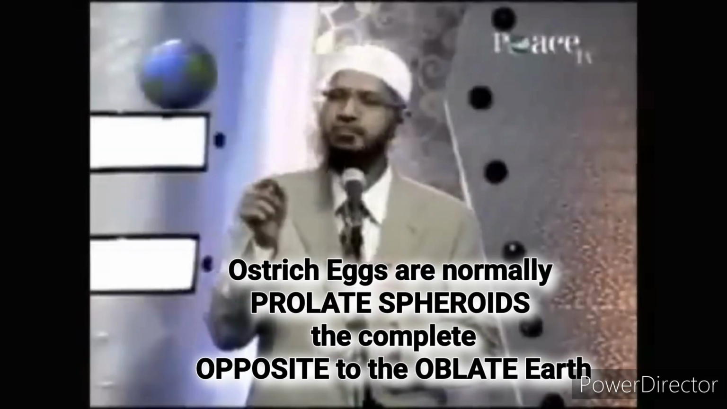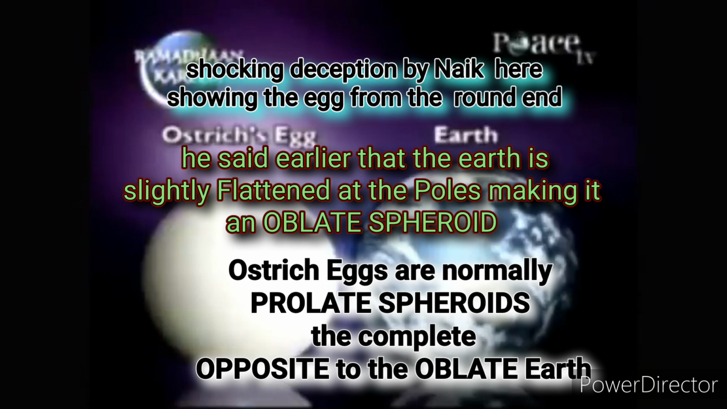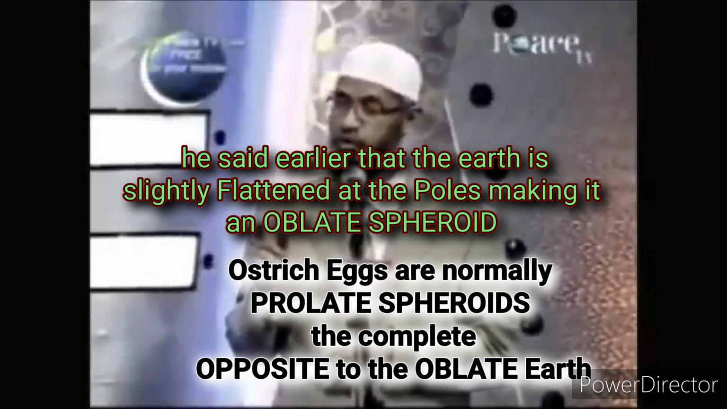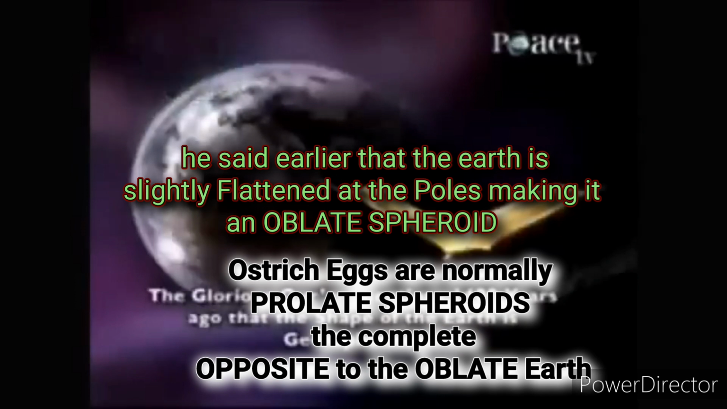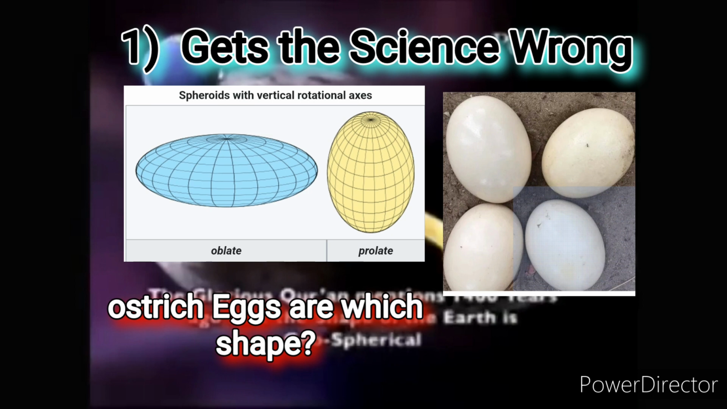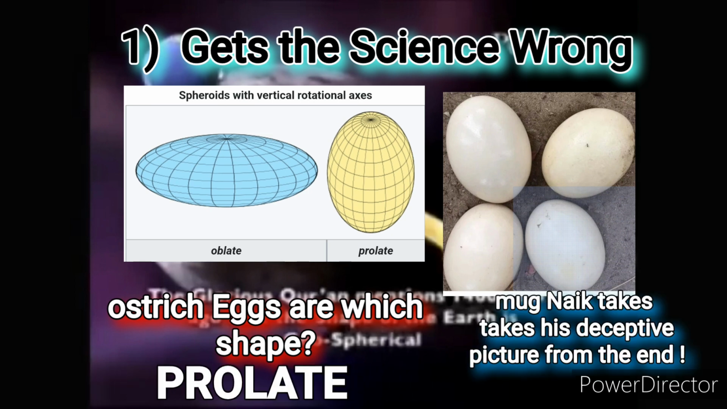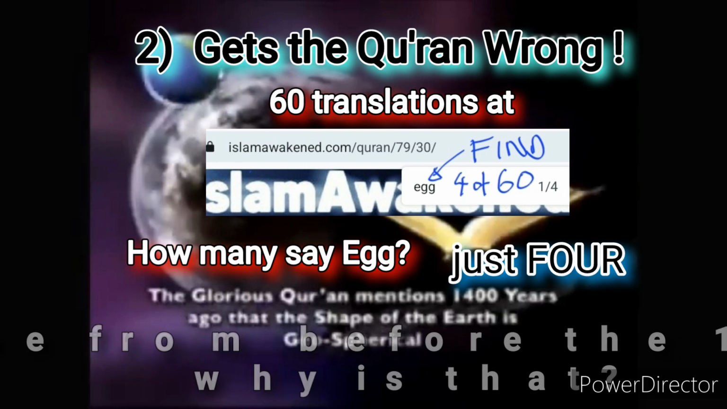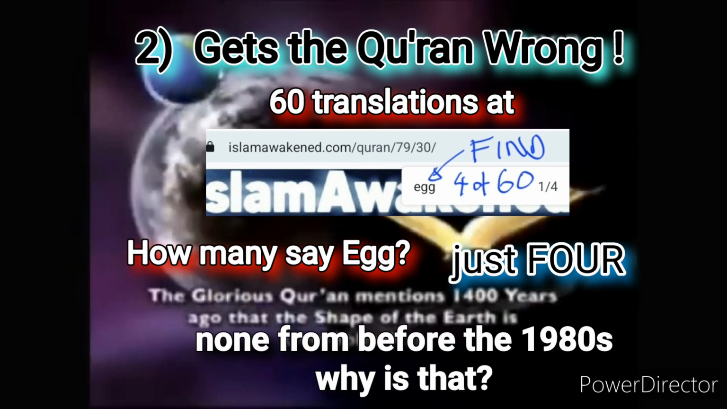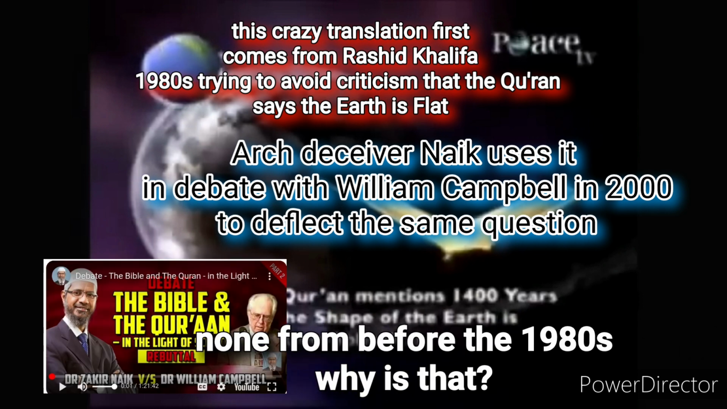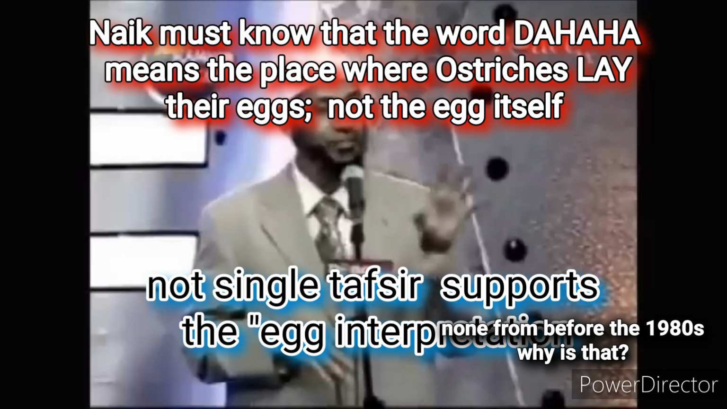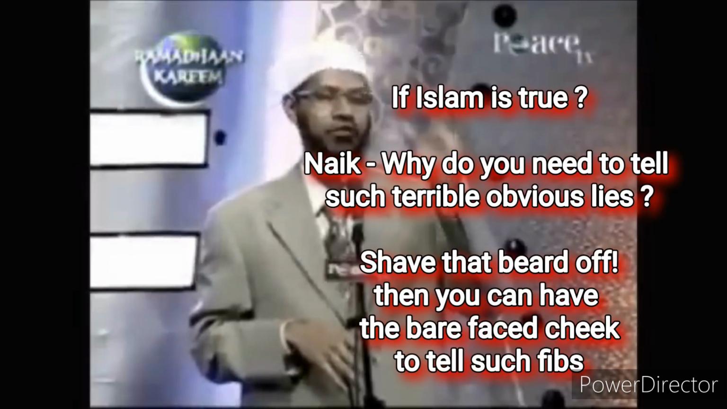And the Arabic word duya doesn't mean a normal egg. It specifically means the egg of an ostrich. And if we analyze the shape of the egg of an ostrich, it too is geospherical in shape. Imagine, the glorious Qur'an mentions 1400 years ago that the shape of the earth is geospherical. It does not say spherical only, it specifically mentions like the egg of an ostrich.